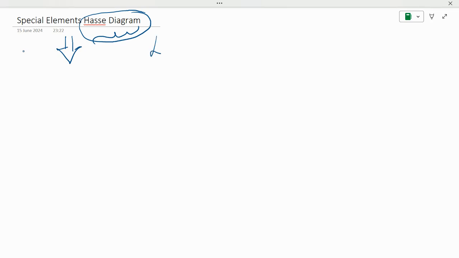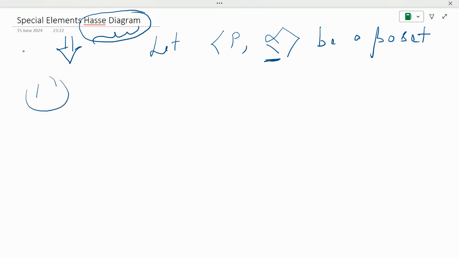Let's begin with a poset P, and here is a partially ordered relation defined on this poset. The first thing is the maximal element. We already calculated these in the past video, but we'll see what these elements are and how to calculate them in this video as well. So the first one is the maximal element.